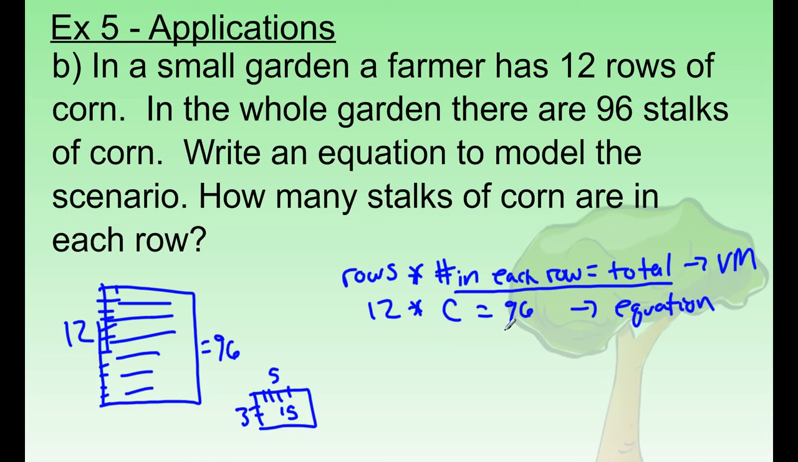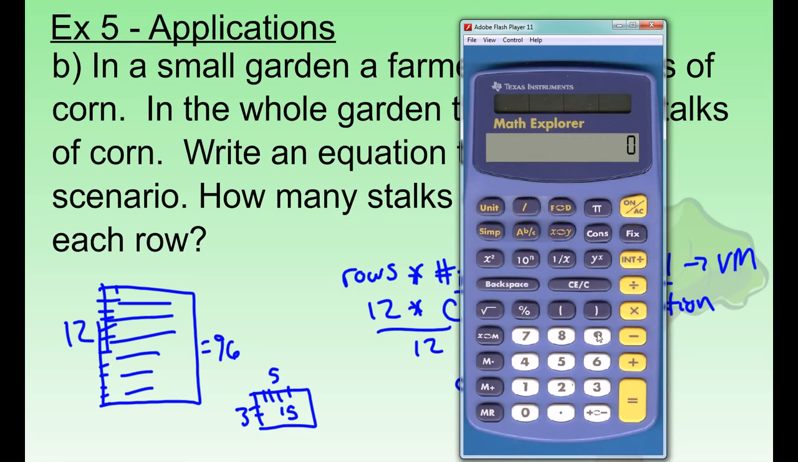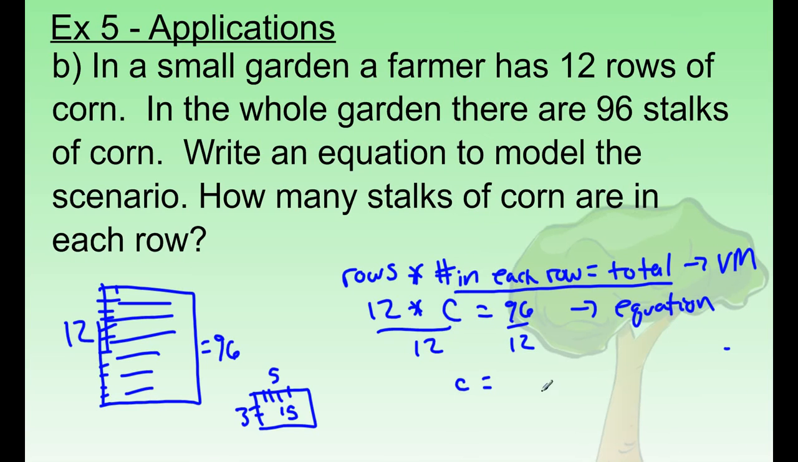Now, if we solve our equation, that will tell us how many stalks of corn are in each row. My variable is being multiplied by 12. So if I divide by 12, I get C equals 96 divided by 12, which is 8, I believe. 96 divided by 12 is 8. Good. So there would be 8 stalks of corn in each row. 12 rows, 8 in each row gives us a total of 96.